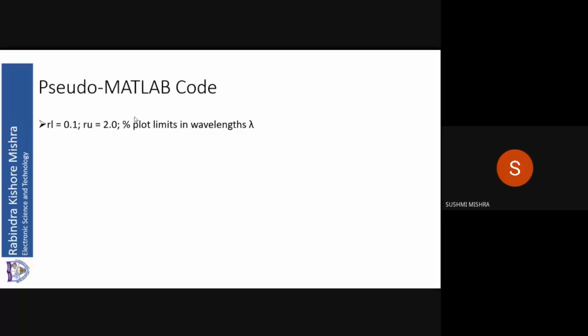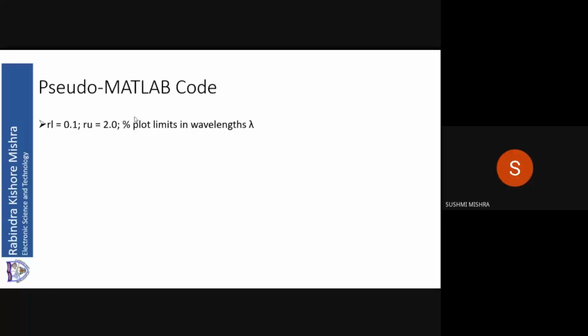First, fix a limit in terms of wavelength. So this is the plot limit, the limit on the plot in terms of wavelength. That is what I told you, along x and along y. So let me take the minimum value RL to be 0.1, which means RL is equal to 0.1 lambda. Whatever lambda is, that much will be multiplied. But if I normalize it, it will work for any lambda. Therefore, I am normalizing it. So RL is equal to 0.1.